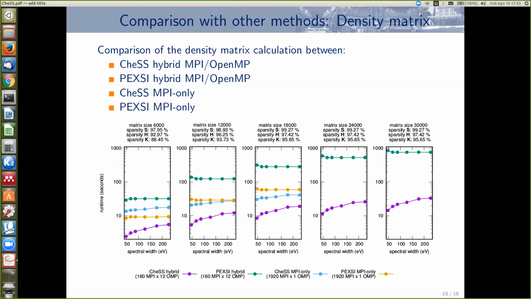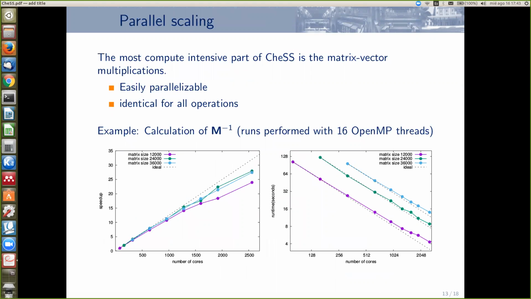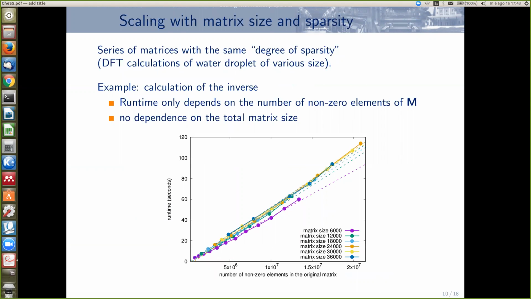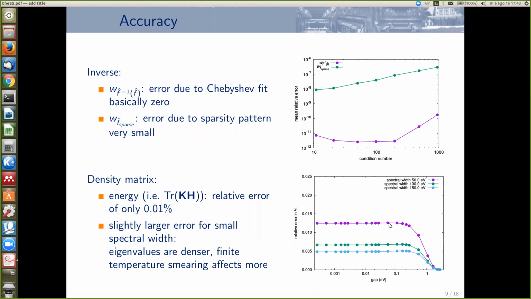Another thing is, could you go back a few slides before, when you say the smaller spectral radius has a larger error? Yes, this one. So I guess you're comparing the density matrix obtained from a finite temperature calculation with the density matrix or energy obtained from diagonalization with a zero temperature. This is correct, yes. I'm a little bit confused. Why not just compare finite temperature with finite temperature?